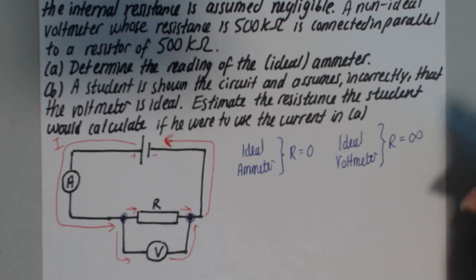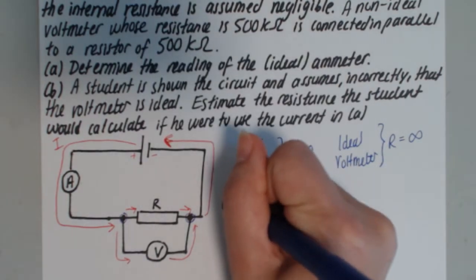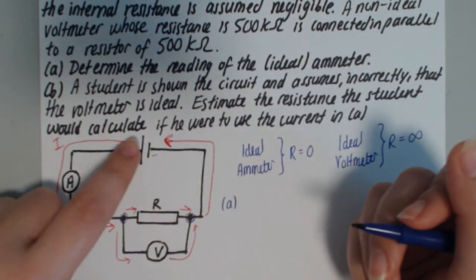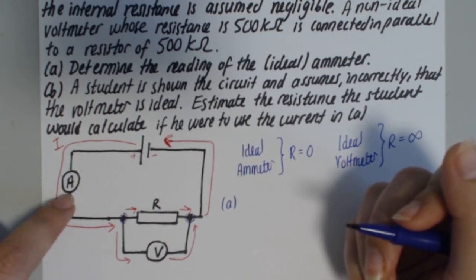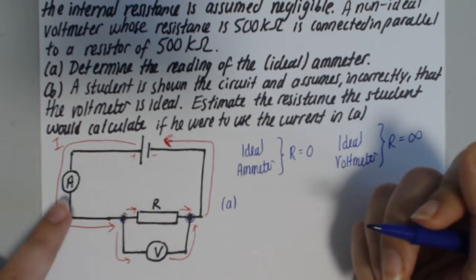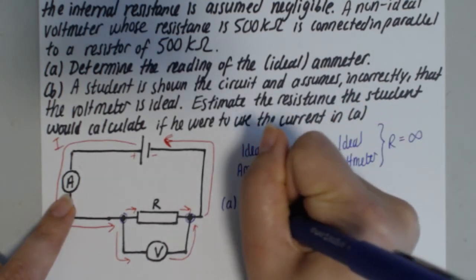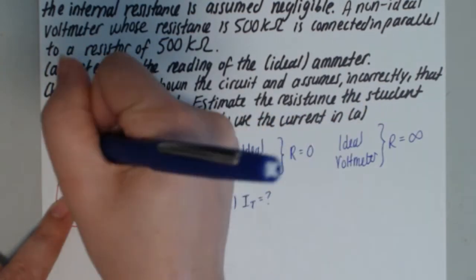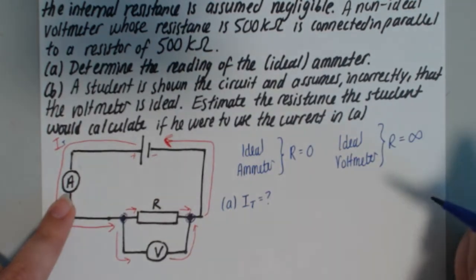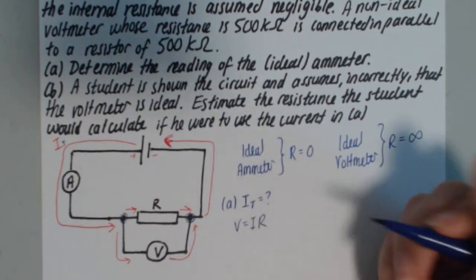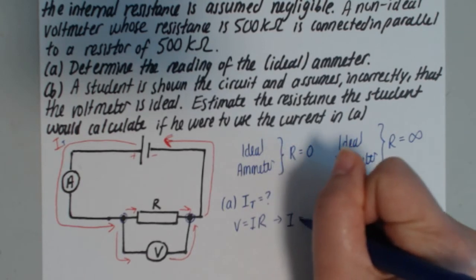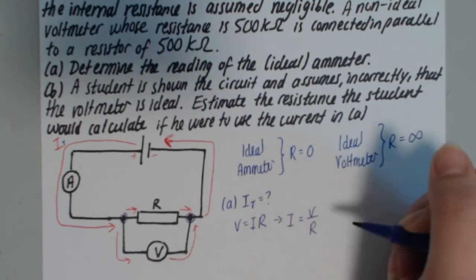Okay, so let's figure out the reading of this ideal ammeter. What that means is we're trying to figure out the current through the circuit, because the ammeter is going to measure the total current that's coming out of the battery. So we are looking for I sub t, the total current. Now, Ohm's law tells us that V is equal to I times R. If we rearrange that for I, it's equal to V divided by R.